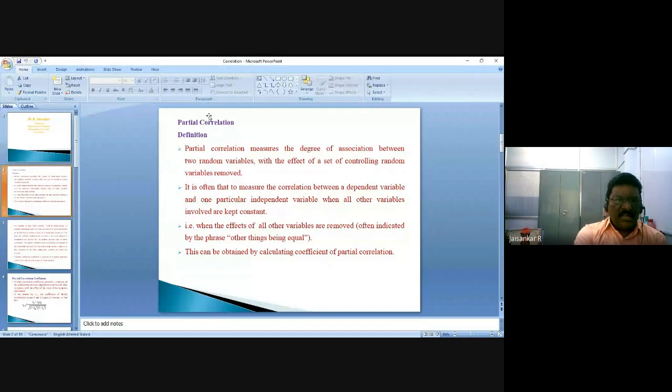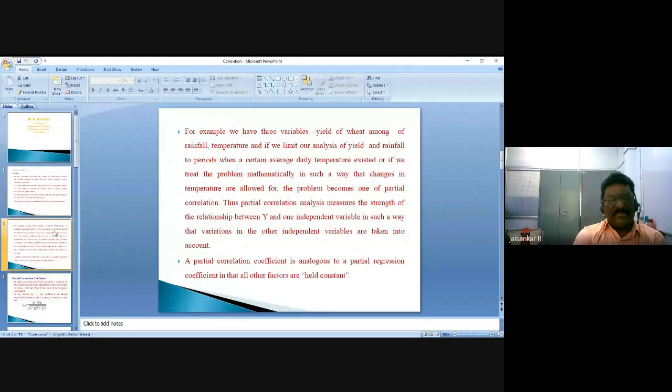This also occurs, as I told you many times. Every scientific study does not involve only one variable. There are so many variables. Therefore, I want to find the relationship between these two variables. Next, the example I told you is shown here.